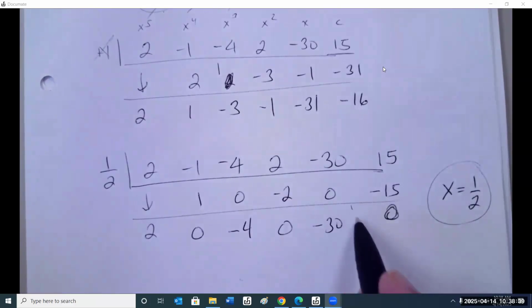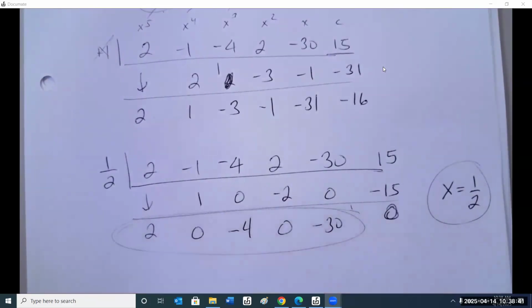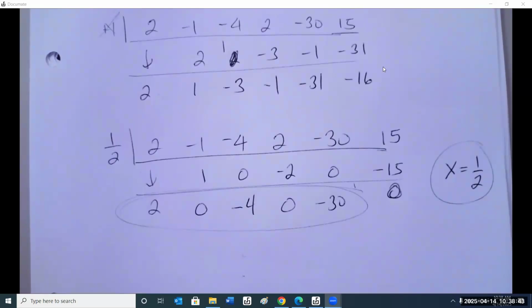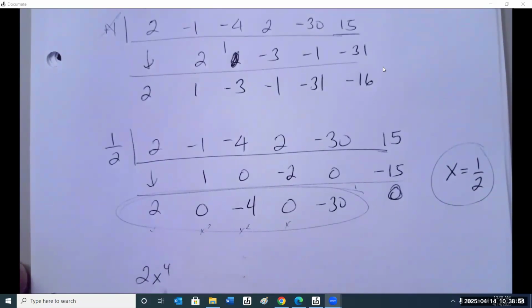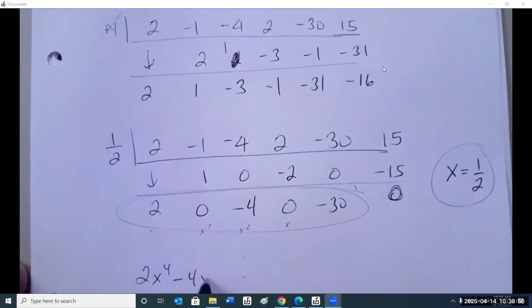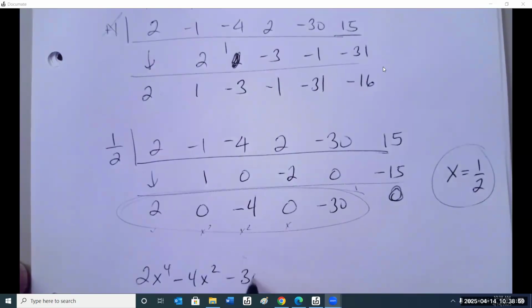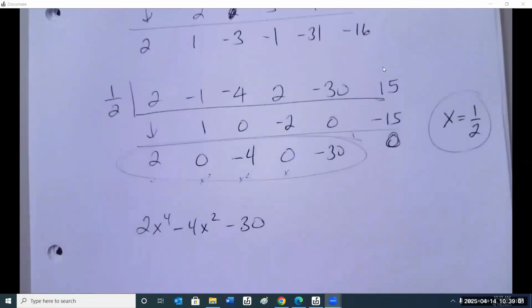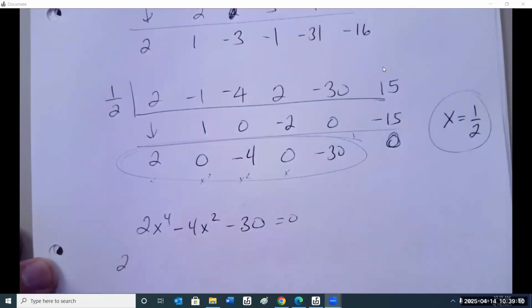So looking at this now, here's the beauty of this one. That's our constant. This is x squared, x cubed. So we have 2x to the 4th minus 4x squared minus 30. Quadratic. So we can factor out a 2.